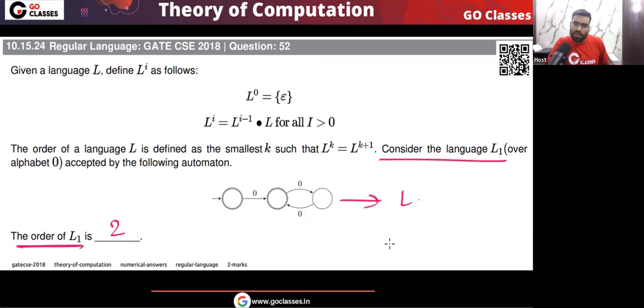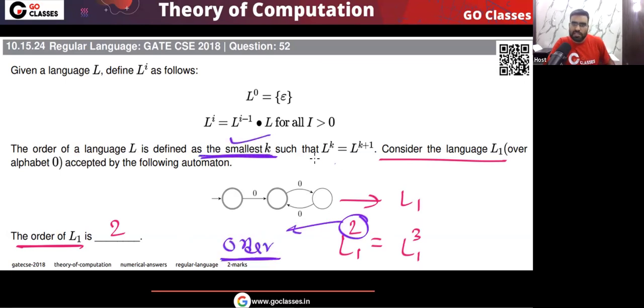Because from here you can find what is L1, and then you can see that L1 power 2 is equal to L1 power 3. So this will be the order, because order is the smallest k such that L power k equals L power k plus 1. Okay, so this is a nice question.